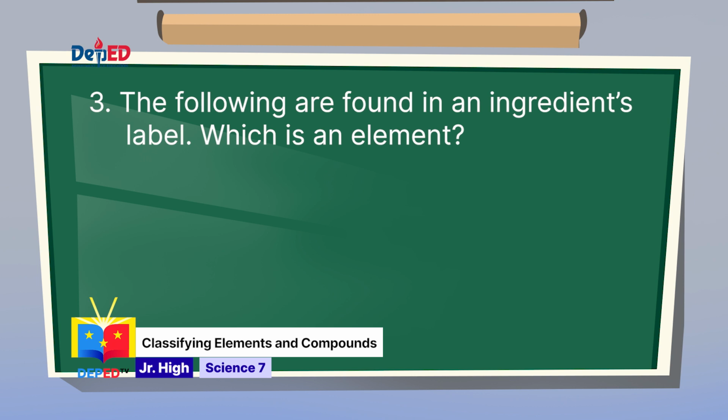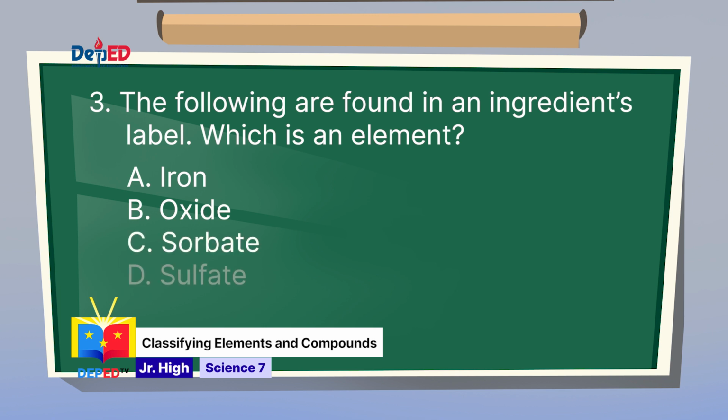Question number 3. The following are found in an ingredients label. Which is an element? A. Iron. B. Oxide. C. Sorbate. D. Sulfate. In the list of the given ingredients, all are compounds except for iron, which is an element. The correct answer is letter A.